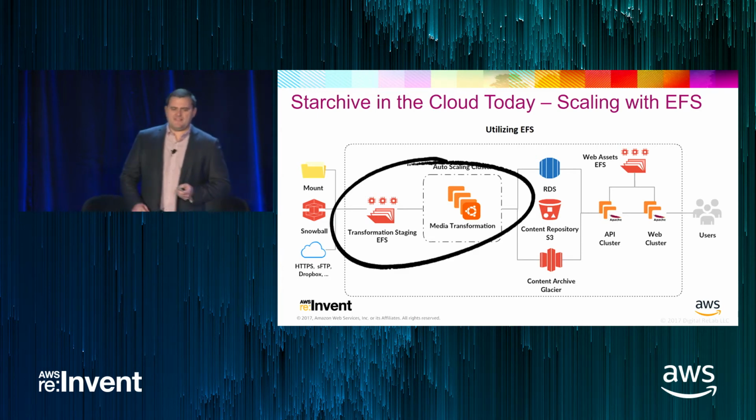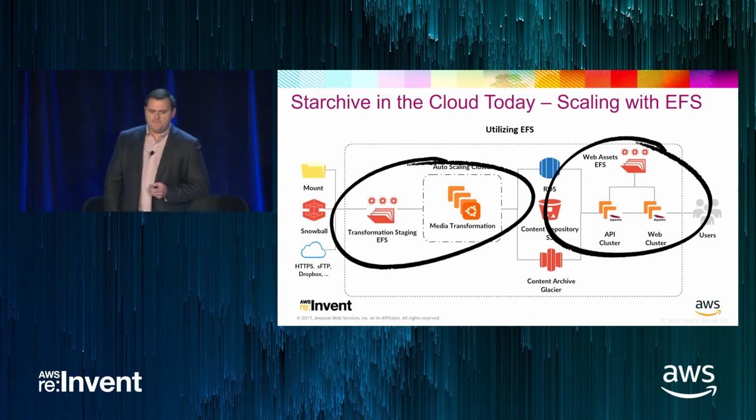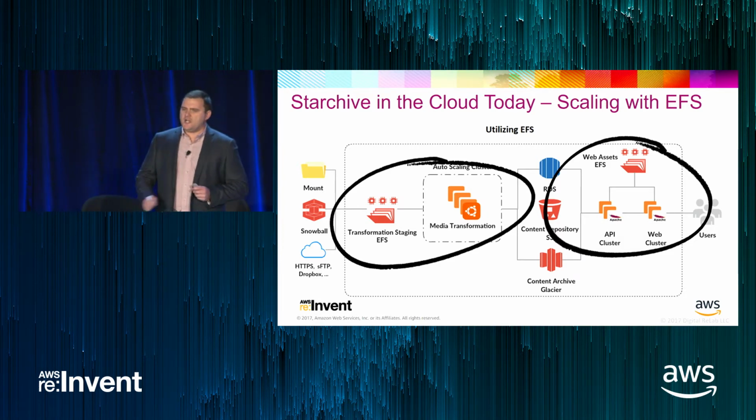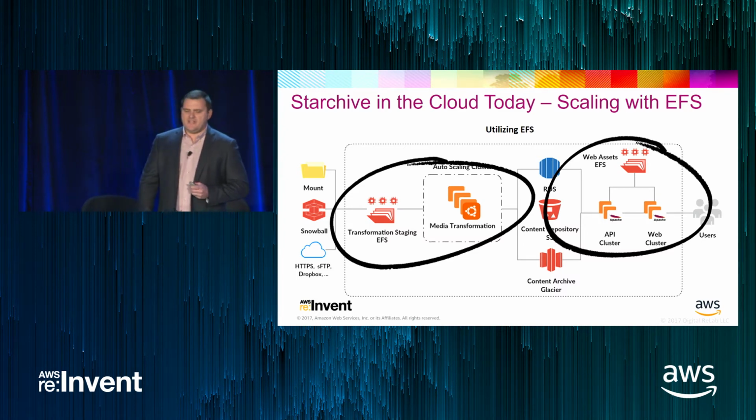So here we see basically EFS being used now as our primary content staging area, and our ability then to scale horizontally compute nodes to handle that. And I'll talk a little bit in a minute about how we can actually scale that transformation compute based on not only the amount of data we have within the file system, but also the type of data that we might have at any given time.